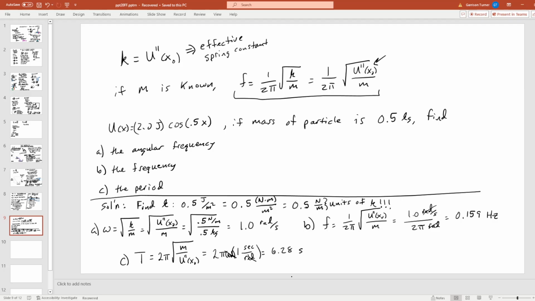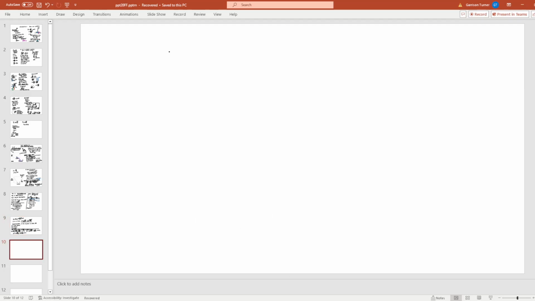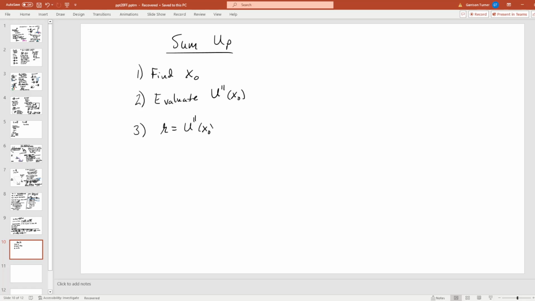Okay, so to sum up, the punchline is that, number one, find your equilibrium position, and then 2, evaluate the second derivative of your potential energy function at that position. And then your spring constant equals that. Okay? So then when you have that, you can just use Hooke's law, or the results from Hooke's law, really.